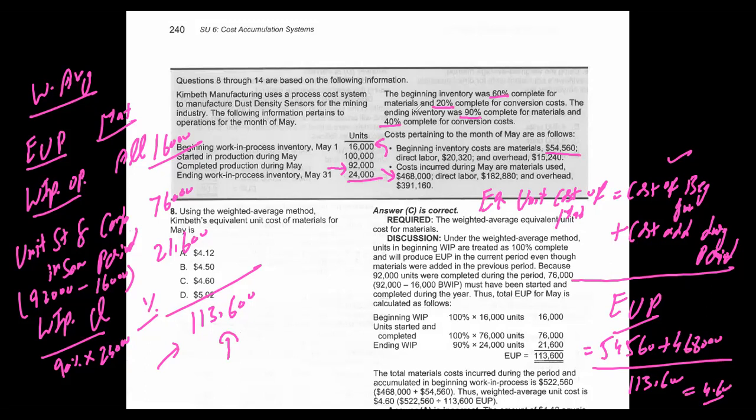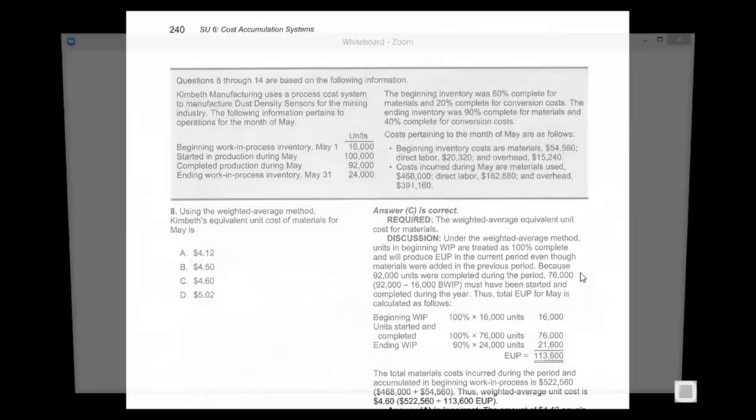Let me summarize the discussion for you. As a first step, what you have to do, you have to calculate the equivalent units of production. If the examiner mentioned weighted average method, you will use weighted average. If it's FIFO, you will use FIFO. For FIFO, we will upload another video. As a first step, we calculated the equivalent units of production. And here we can see the figure which we calculated.